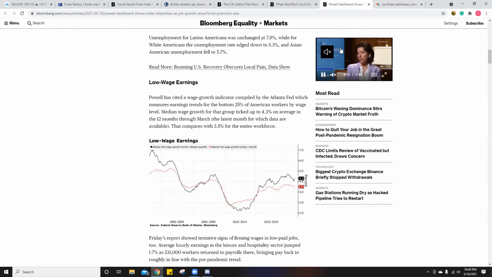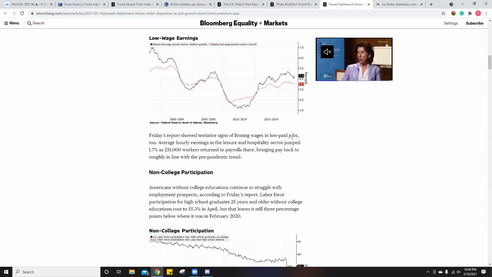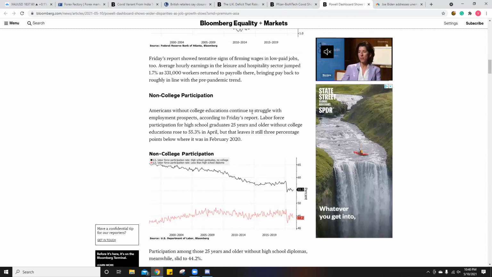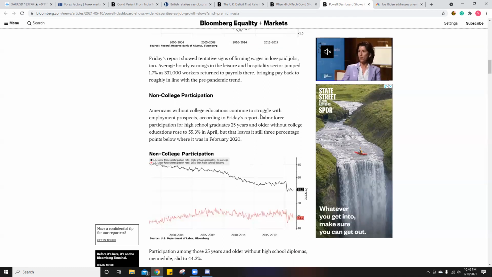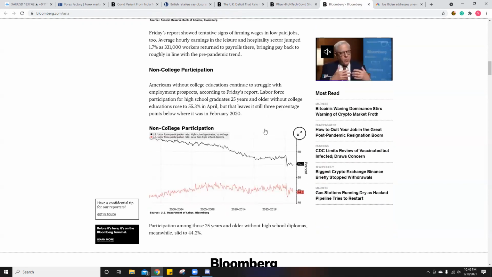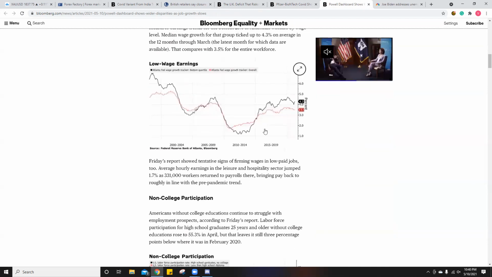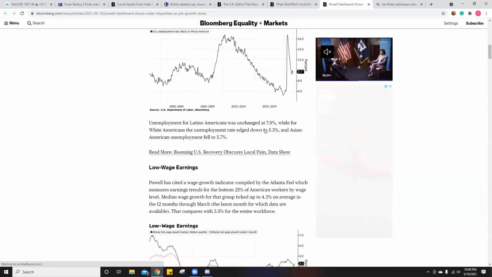So the following article is actually pretty interesting. It pertains to wages, earnings, and the employment side itself. They're also looking at non-college participation. They're saying that Americans without college educations are continuing to struggle with employment prospects, so they're looking at that specifically. What we want to see is, how are you going to support those people? Are you going to pay them to get more skills or increase their education or anything like that? These are the exact things that the Federal Reserve is looking at.